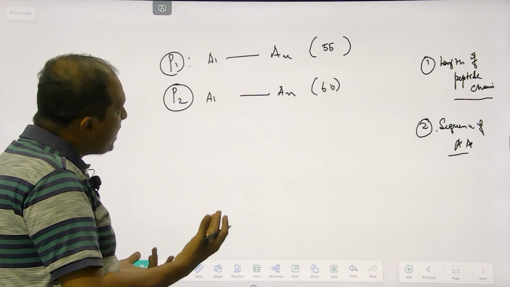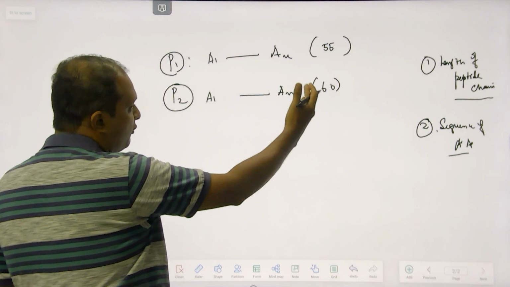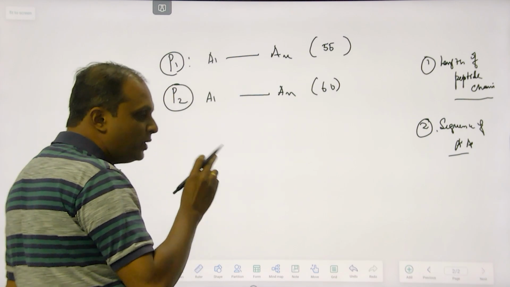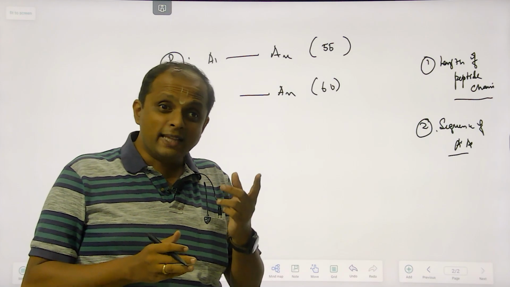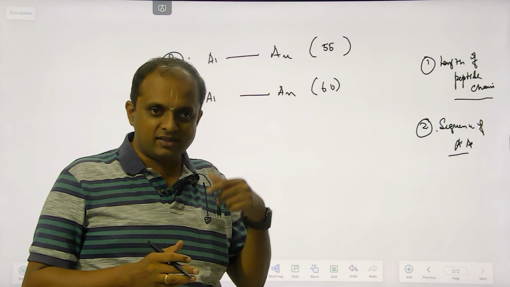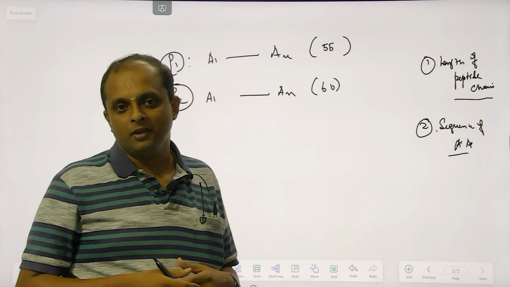Say for example, let's assume that P1 is 55 amino acids and P2 is also 55 amino acids. Then are protein P1 and protein P2 going to be the same? The answer is no. Because though the length is the same, as considered here, the sequence of amino acids will be completely different, right?